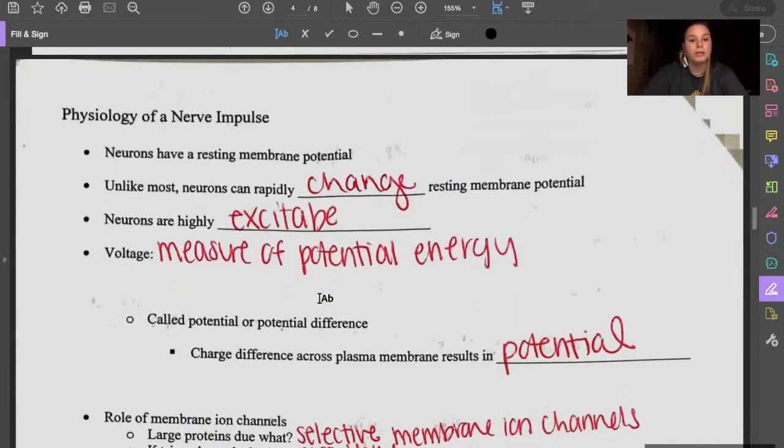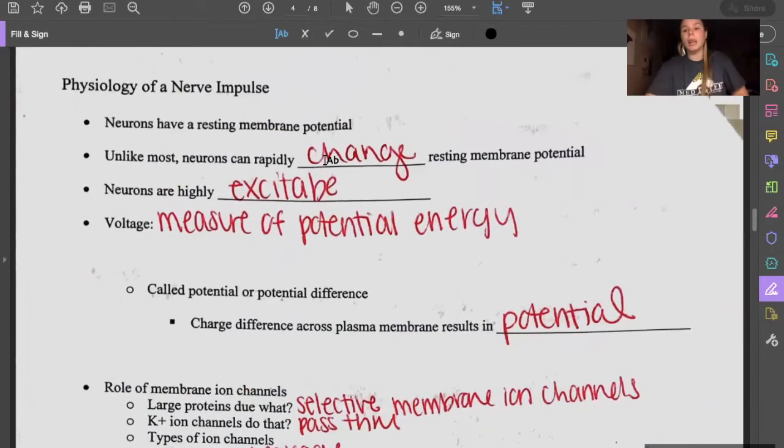All right, so now we're gonna talk about the physiology of a nerve impulse. Okay, so bear with me. A lot of this is very, very similar to muscles. So if you understood the muscle contraction and all that, you're really going to understand this. Do not be afraid if you didn't. It's okay. You're probably going to have a couple light bulb moments now that you're doing it again, and you might get it better. So it's okay.